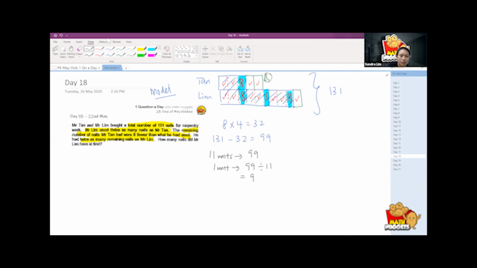Okay, so the question wants us to find Mr. Lim at first. Lim at first would be the whole thing here, which is 1, 2, 3, 4, 5, 6, 7, 7 units.